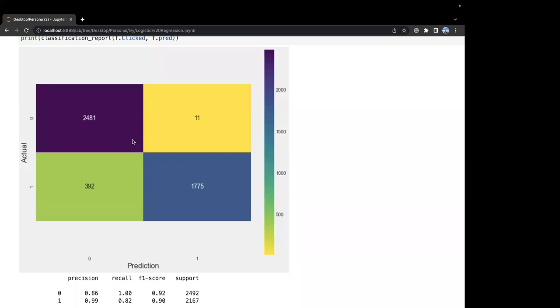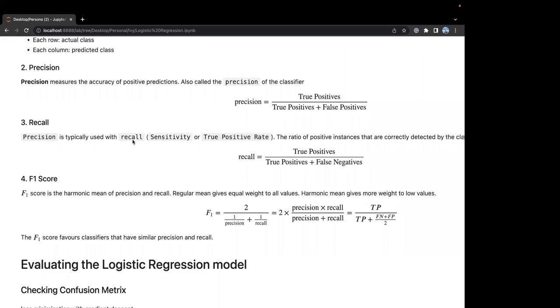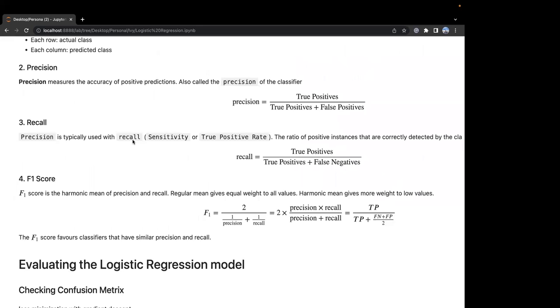Okay. Any questions, guys? On precision and recall? So can you please tell what's the significance of recall? The precision, we understand. What's the significance of recall? Recall is where you want to reduce false negatives.